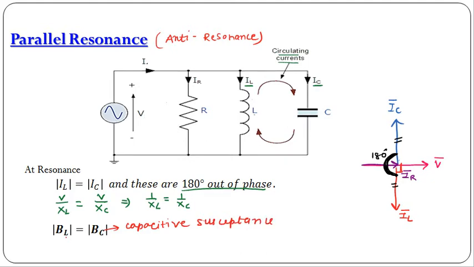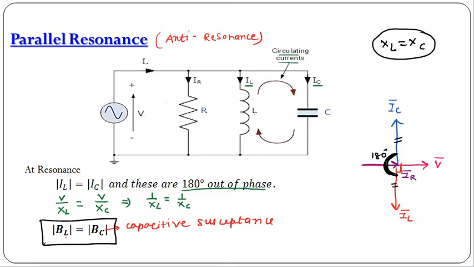So this condition needs to be satisfied. It means when BL is equal to BC, we can say that it is under resonance. So this is the condition in case of parallel resonance. What was the condition in case of series? We have seen that when X of L is equal to X of C, then resonance occurs in case of series RLC circuit, and in case of parallel we have BL equal to BC. So BL is inductive susceptance and BC is capacitive susceptance.